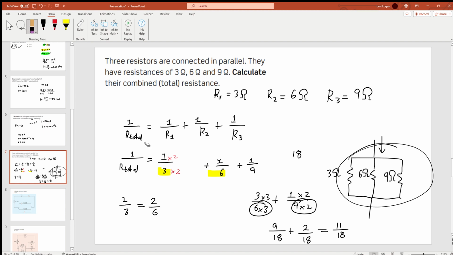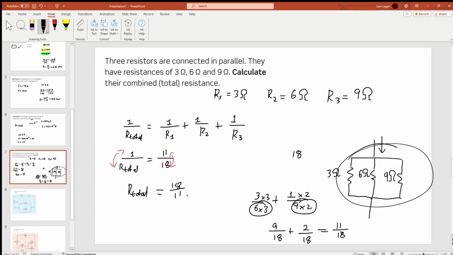Once we've done all that mathematics, we get 11 on 18 is 1 over the total resistance. Now we've got to get the total resistance as the subject, so we're going to flip it. If you flip this, you have the total resistance divided by 1, which is itself. And we also flip the right-hand side, so you'll have 18 over 11 is your total resistance. That'll be how many ohms it is.